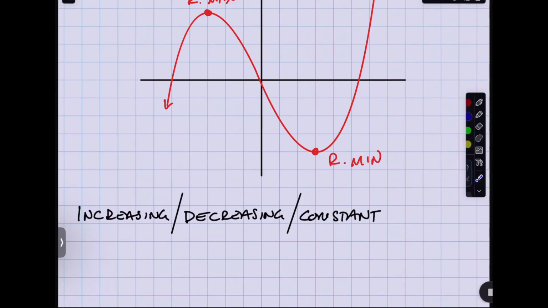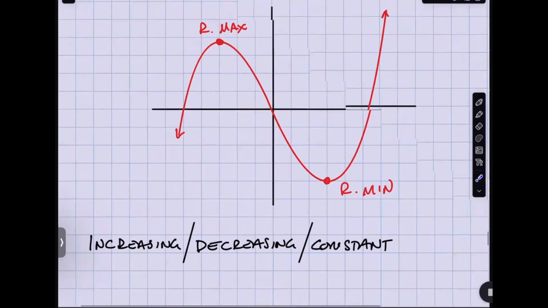So from left to right, right here is increasing. Right here is decreasing. Right here is increasing. Everybody agree? If it goes up, it's increasing. If it goes down, it's decreasing, right? We have to be consistent, so we're all going to go from left to right, so we're all saying the same thing. Okay?